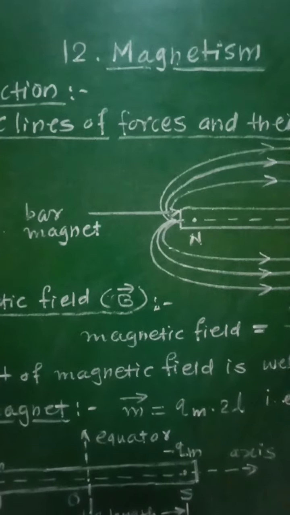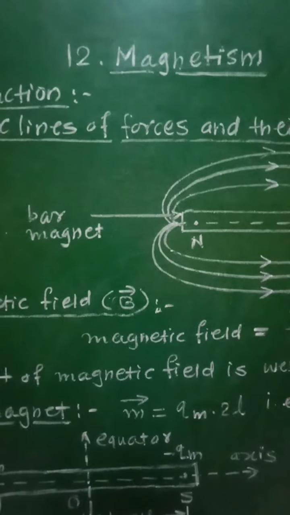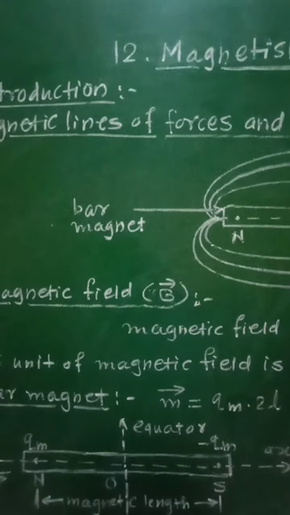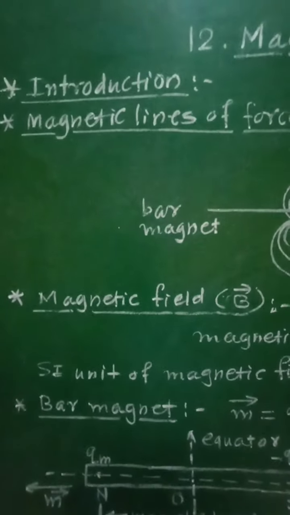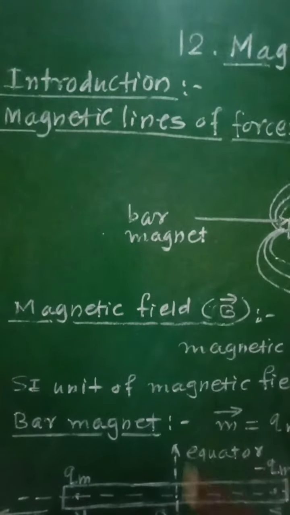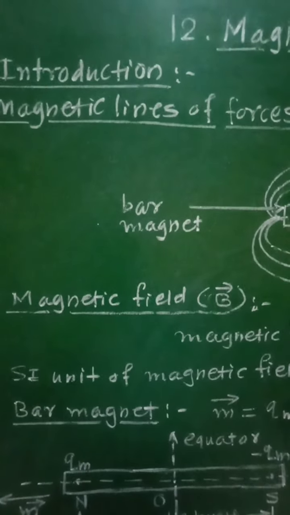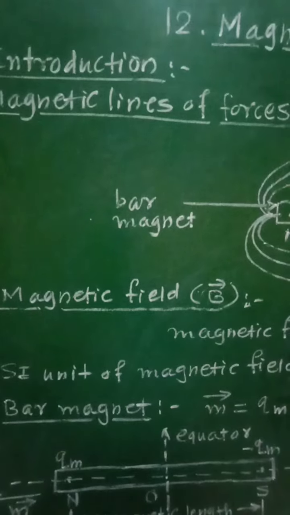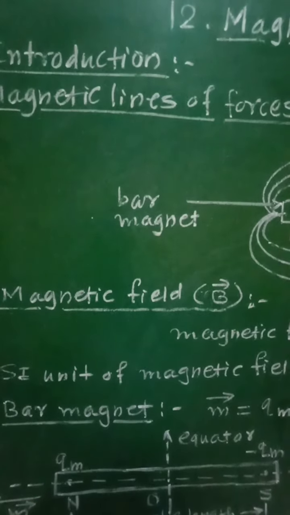Class 11th, Subject Physics, 12th chapter Magnetism. From this chapter, let us see first the introduction of this chapter. The process of attracting iron materials by a substance is called magnetism.